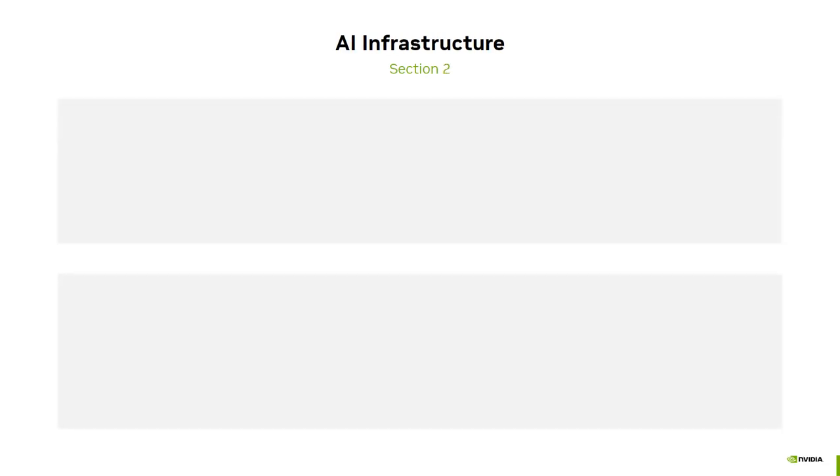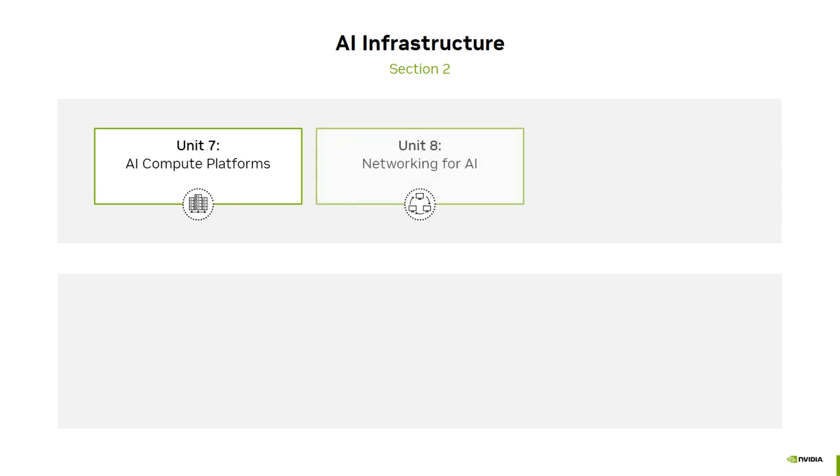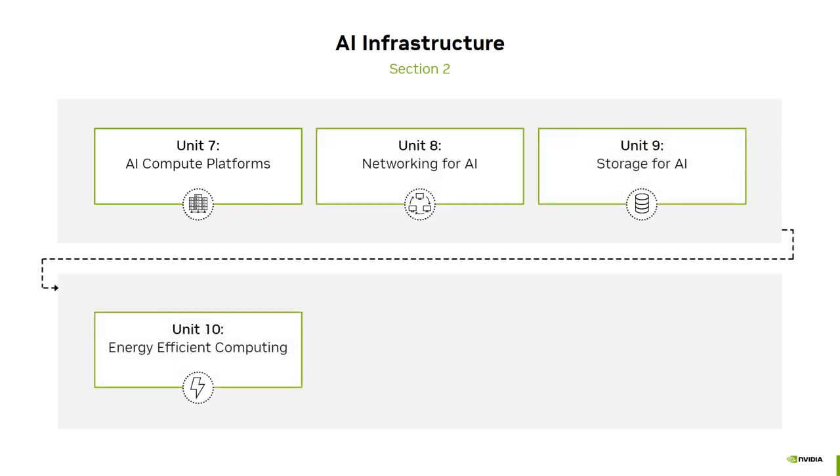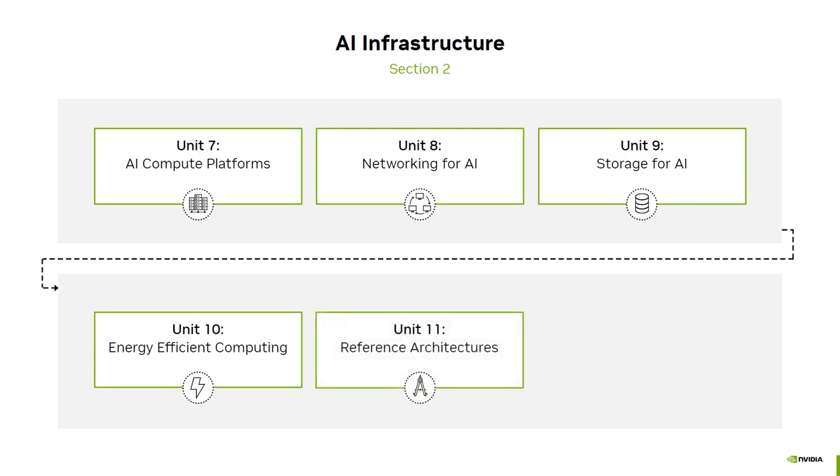Section 2, AI Infrastructure, comprises six units that provide you with the details and considerations you need to architect your data center for AI workloads, such as compute platforms, networking, and storage for AI. How energy-efficient computing practices help data centers lower their carbon footprint and energy use. How recommended design documents, called reference architectures, can be used as a foundation for building best-of-breed designs. In the last unit in this section, we move the focus from an on-prem data center to cloud-based solutions that offer a flexible and accessible alternative.